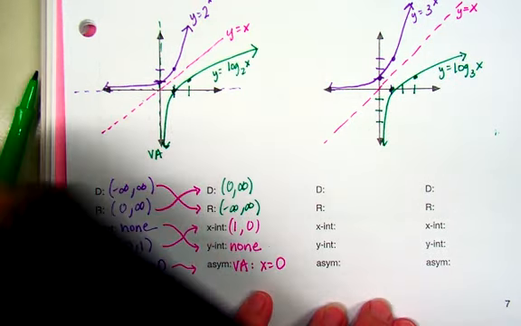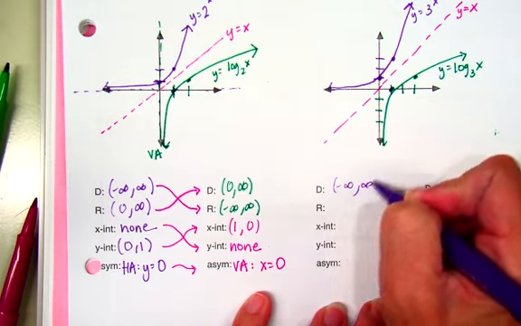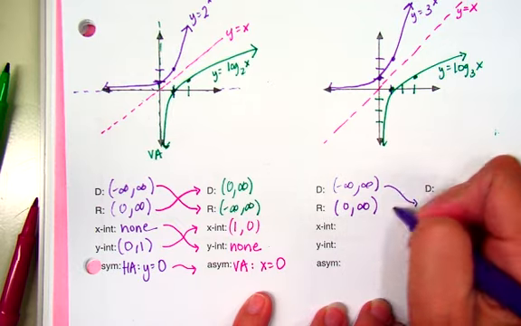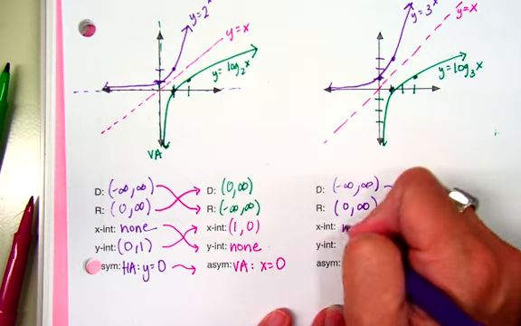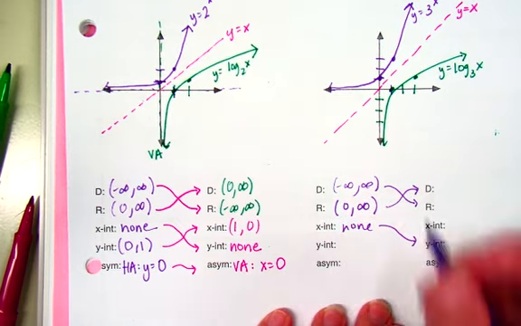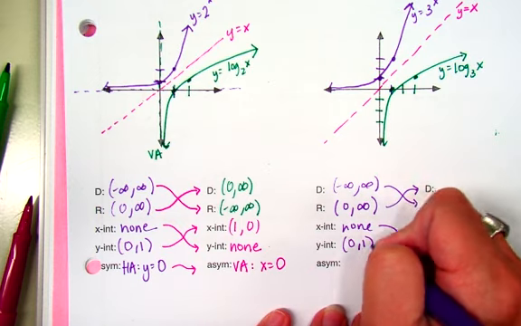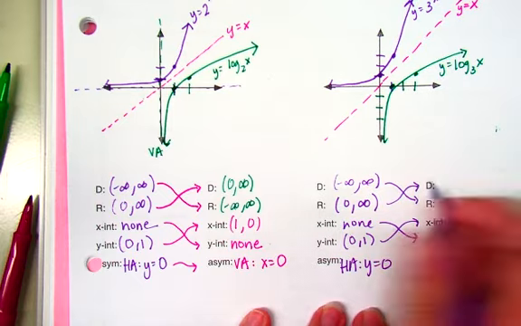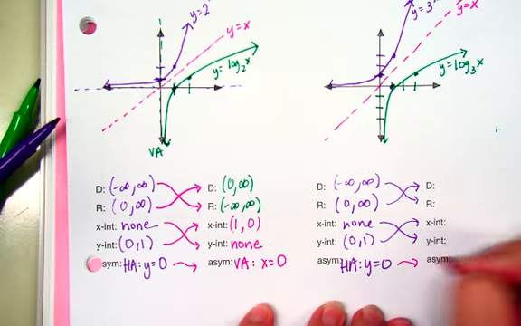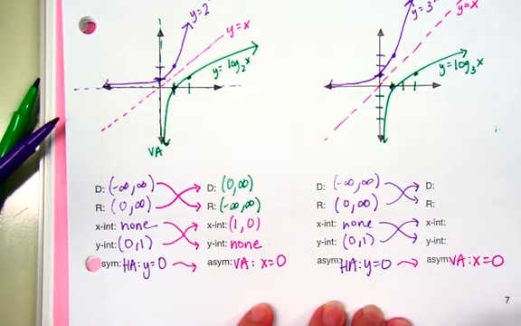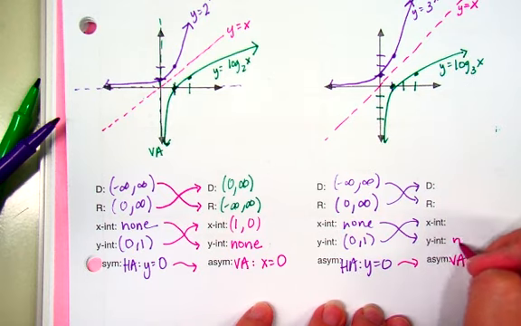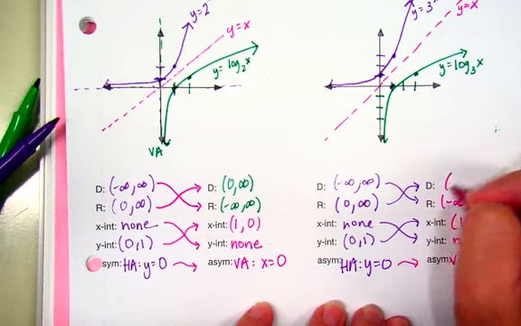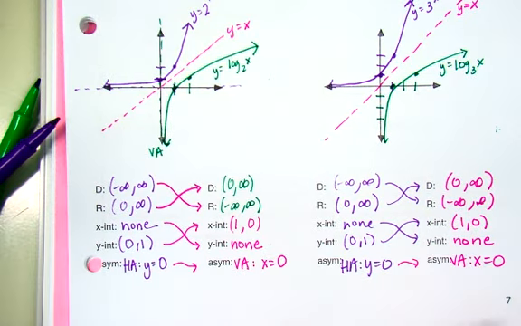Again, you're going to notice the same exact thing happening here. My domain is now switching, and it's going to become the range. My range is now going to become the domain. The x-intercept is now the y-intercept, and the y-intercept is now the x-intercept. That horizontal asymptote that we had before is now going to become a vertical asymptote at x equals 0. Let me just fill these in. Okay, so that should make sense.